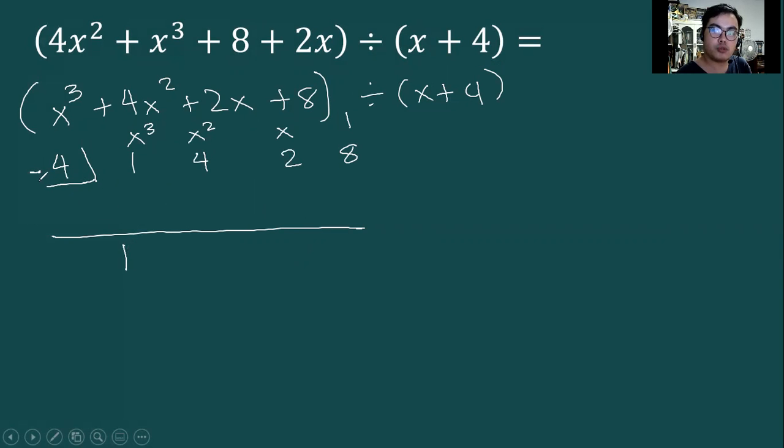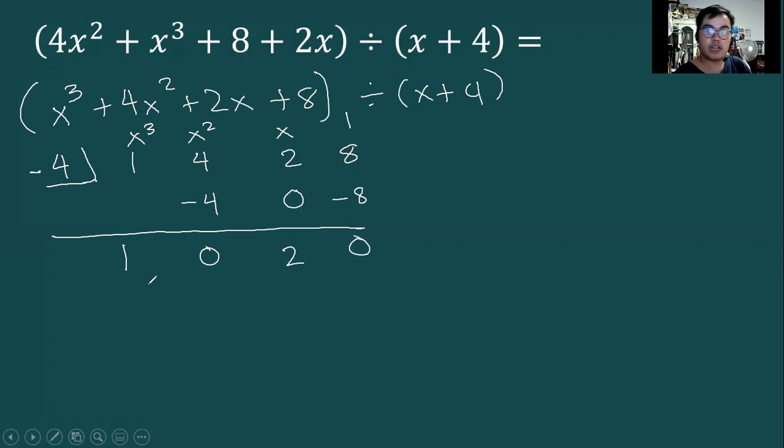So all we have to do right now is to bring this down. Then we're going to multiply 1 with negative 4. So it will become negative 4. Then 4 minus 4 will be 0. Then 0 times negative 4 will be 0. Then 2 plus 0 will be 2. Then 2 times negative 4 will be negative 8. So 8 minus 8 will be 0.